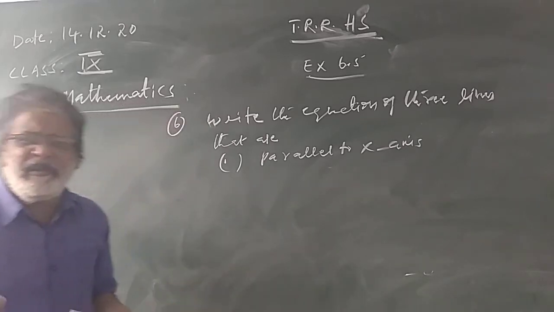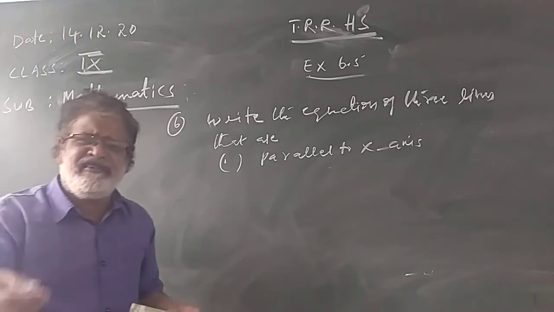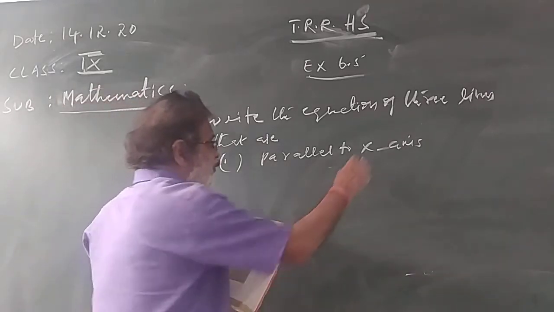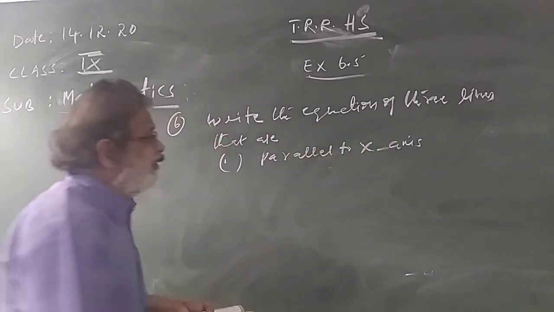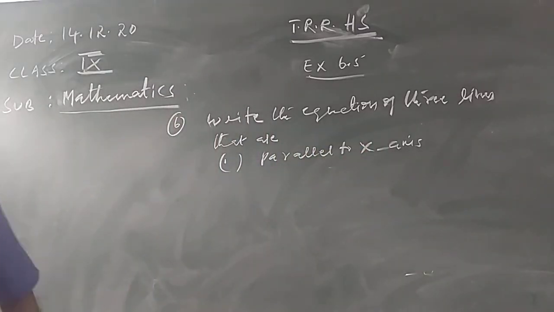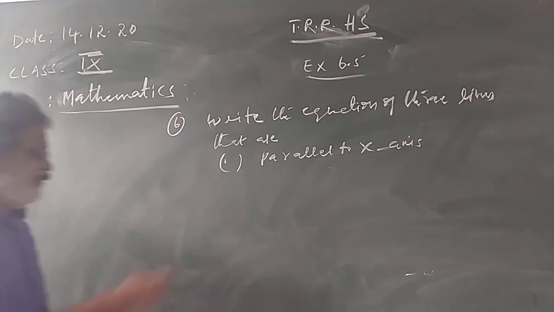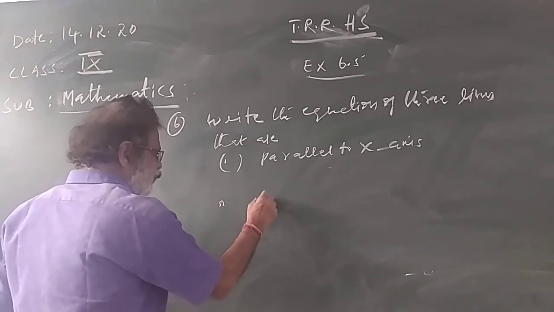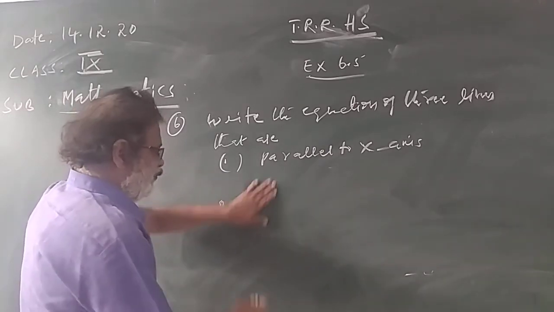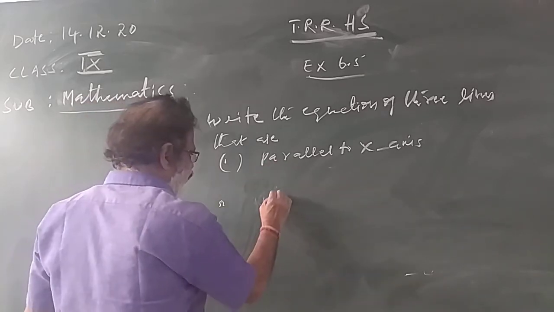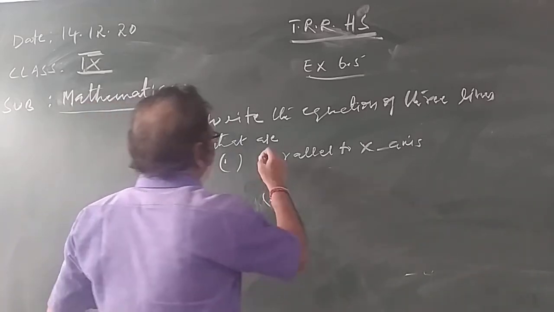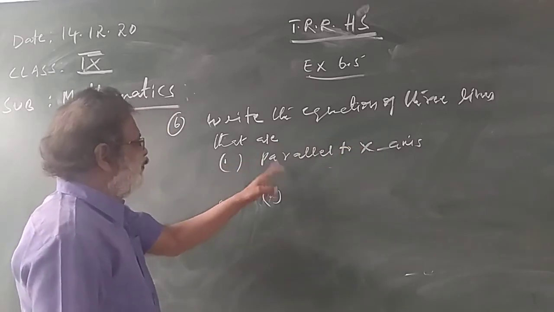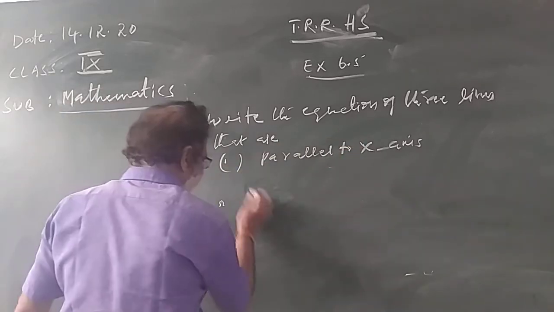A line parallel to x-axis is in the form of y is equal to. A line parallel to y-axis is in the form of x equal to. That's all. You write 3 examples. Write the equation of the 3 lines that are parallel to x-axis. How many? 3 lines, write down.